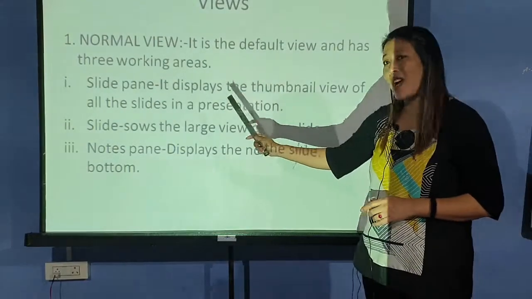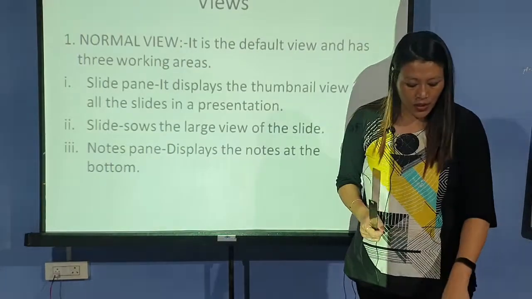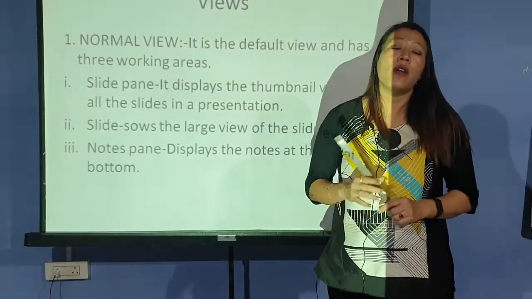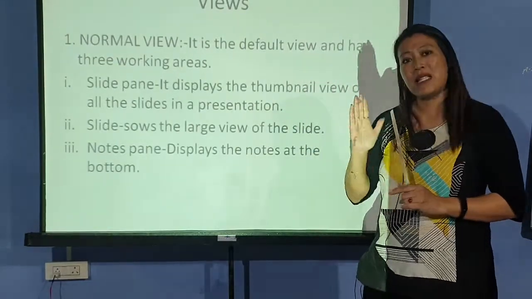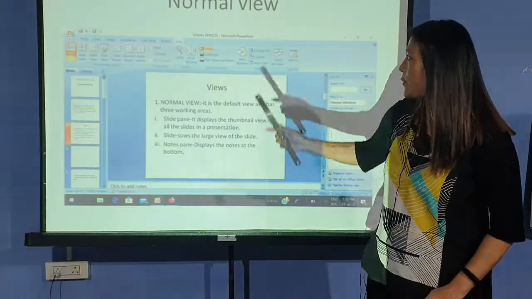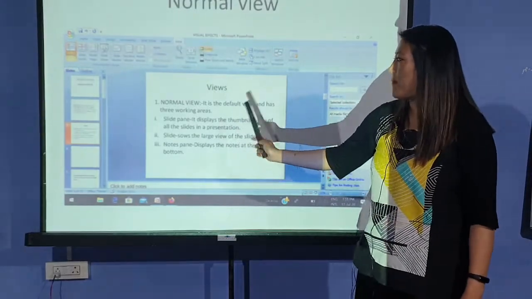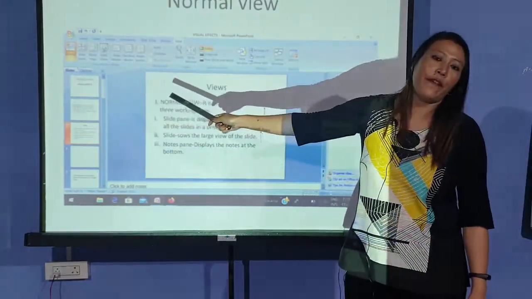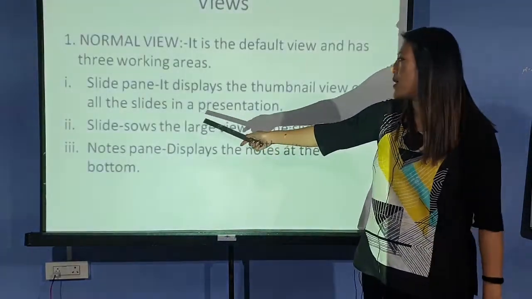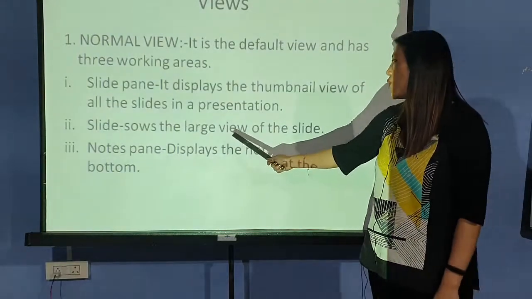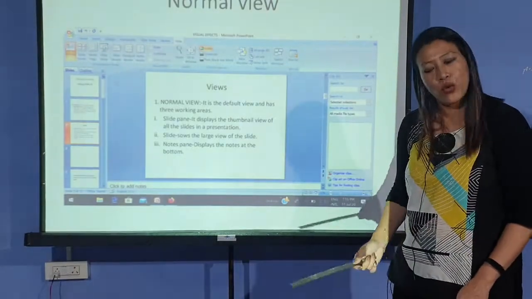One is slide pane. It displays the thumbnail view of all the slides in a presentation. So thumbnail means a very small description of the slides that you have made will be displayed in slide pane. Let me show you. This is your normal view. Okay? In normal view, the slide pane means the slides which are there on the left hand side. Okay? So that one is the slide pane. Then comes slideshow. Slideshow view shows the large view of the slide. So this is your large slideshow view.